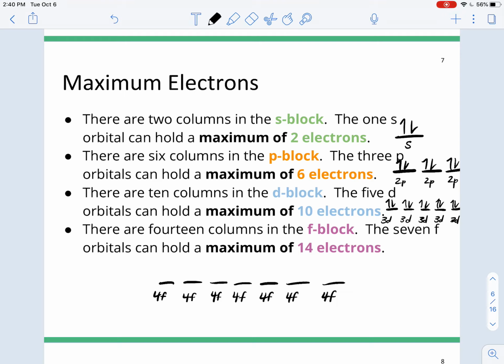And I could fill in my electrons, filling order. Remember, 1 in each orbital first. 1, 2, 3, 4, 5, 6, 7. And then the opposite direction. 8, 9, 10, 11, 12, 13, 14. All right, so the number of the elements across is the same as the number of electrons. You just have to figure out how many orbitals there are, because each orbital can hold 2 electrons.